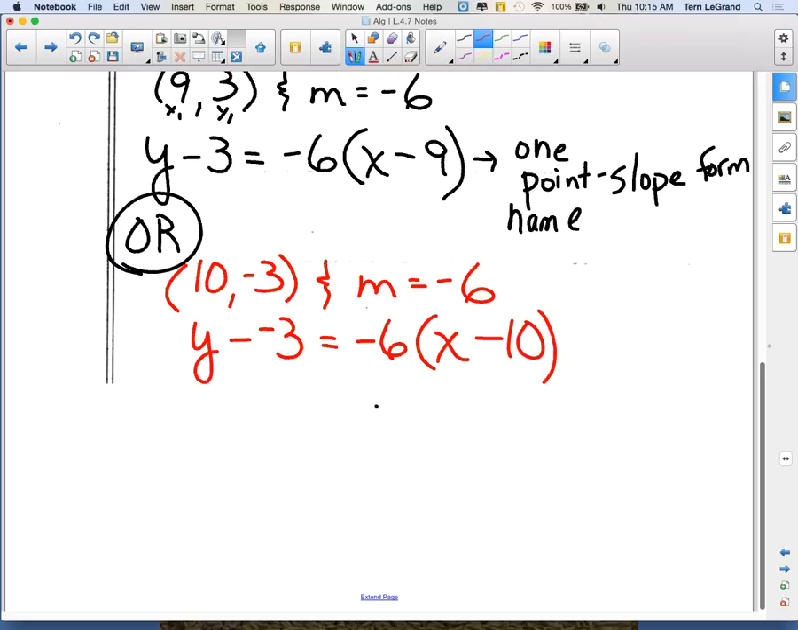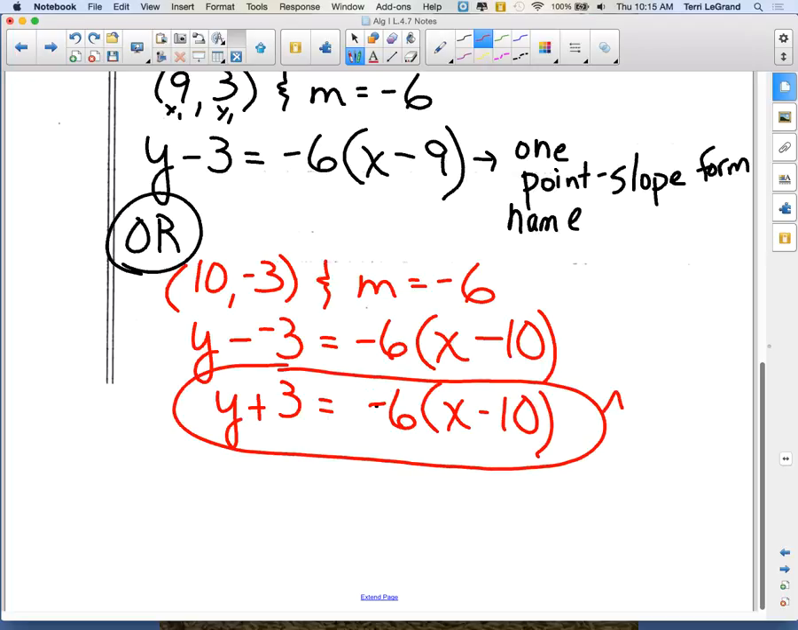Should we clean this one up? Yes. What should this become? Y plus 3. Y plus 3 equals -6. Should we clean that up? X minus 10? No, leave that as it is. Okay, here's another. And I want you to put this in your notes. Another point slope form name for the same equation, just using a different point from that linear equation.